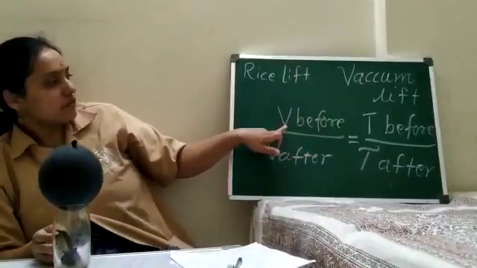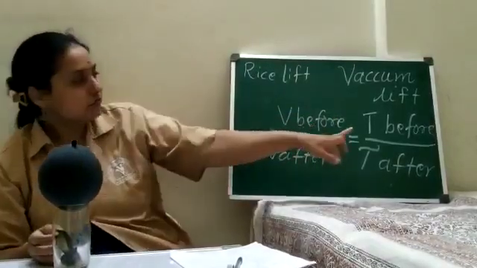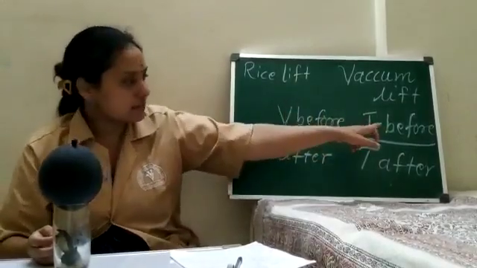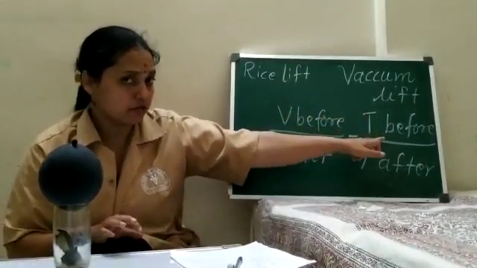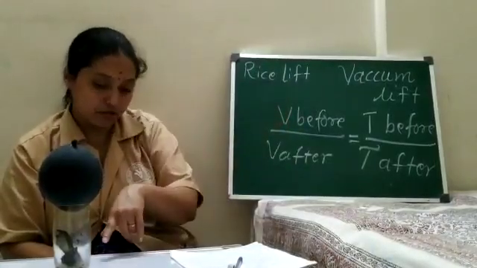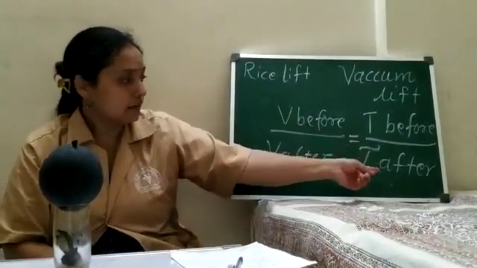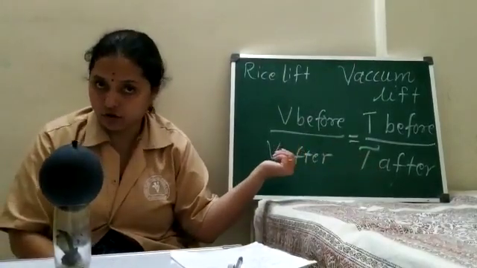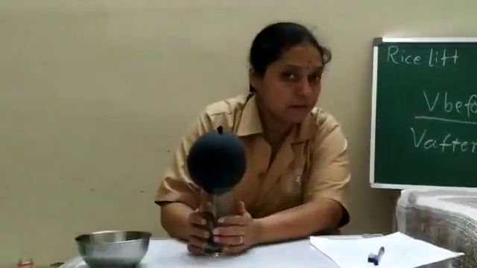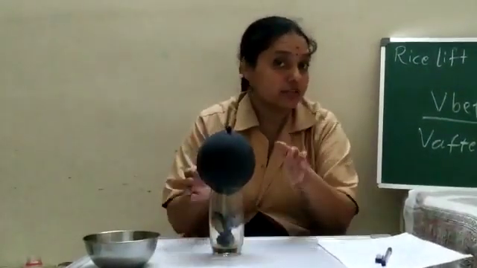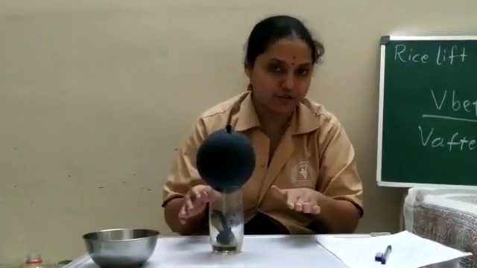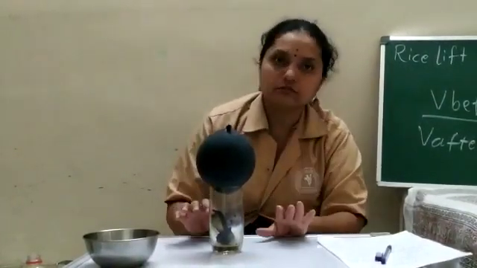See, earlier the temperature was low, so the volume was also less. Now, when I put the burning paper inside, the temperature increased, so because of that, the volume also increased. Now, after some time, what will happen, my dear students? The temperature has reduced. So as the temperature has reduced, the volume has also reduced.